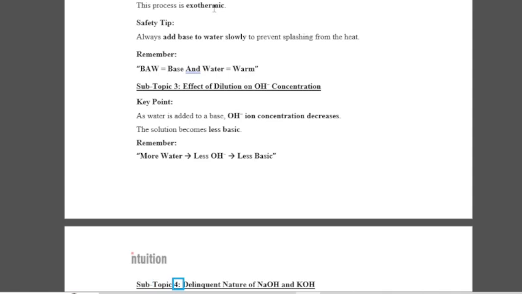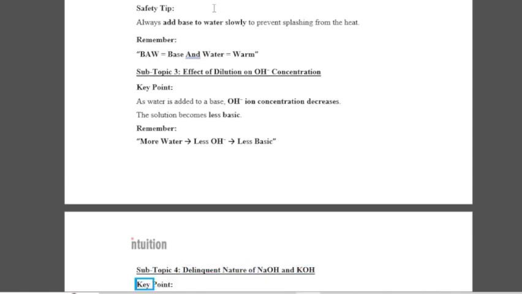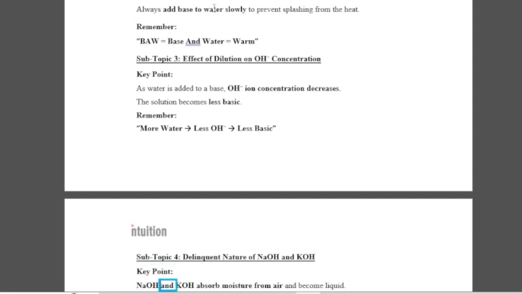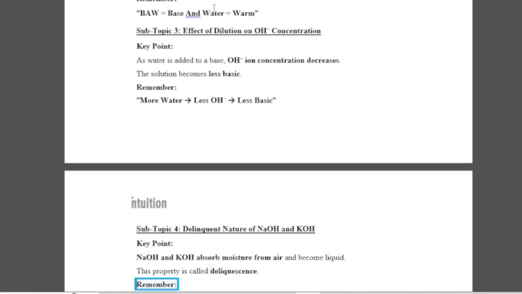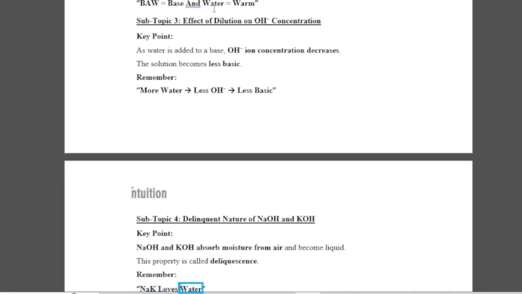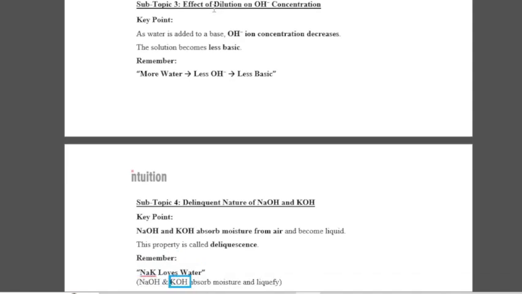Subtopic 4. Deliquescent nature of NaOH and KOH. Key point: NaOH and KOH absorb moisture from air and become liquid. This property is called deliquescence. Remember, Na-K loves water. NaOH and KOH absorb moisture and liquefy.